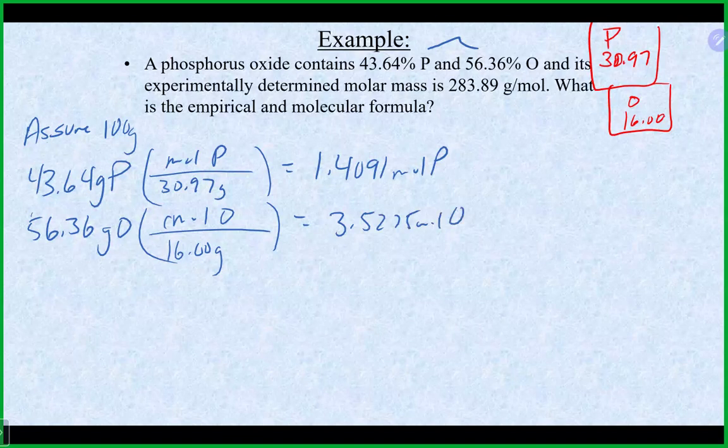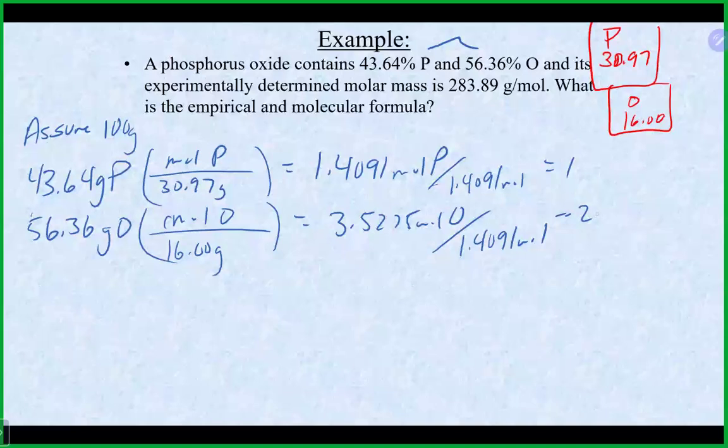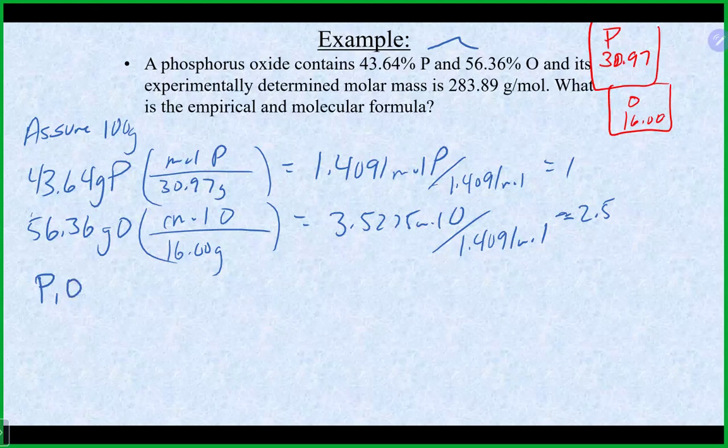Here again, always divide by the smallest. And in this case, phosphorus is the smallest. We're going to divide both of them by 1.4091. That's going to give us a 1 for the phosphorus. And for our oxygen, it is not going to give us a 1, I don't think. It's going to give us 2.499, which is approximately 2.5. That's going to give us an empirical formula at this point of P1O2.5, like we talked about previously.